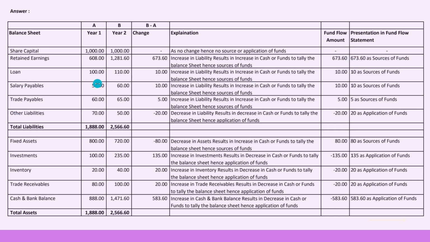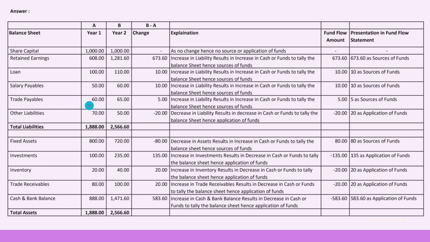Loan 100 becomes 110, so 10 is the change, and an increase in liability results in an increase in cash or funds to tally the balance sheet, and hence sources of funds. So the fund flow amount is 10 and the presentation in the fund flow statement is 10 as sources of funds. Salary payable increases from 50 to 60, so it becomes 10. So an increase in liability results in an increase in cash or funds to tally the balance sheet, and hence sources of funds. So the fund flow amount is 10 and 10 is written in the fund flow statement as sources of funds.